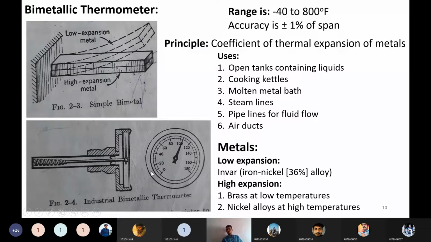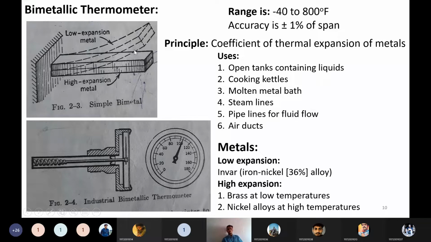So due to this, we can read the reading for the outside temperature here. The range is almost minus 40 degrees Fahrenheit to 800 degrees Fahrenheit. We can use this type of strip, and accuracy is plus or minus 1% of the instrument span. The principle behind this operation is the coefficient of thermal expansion of a metal.